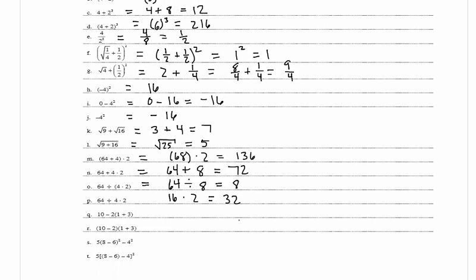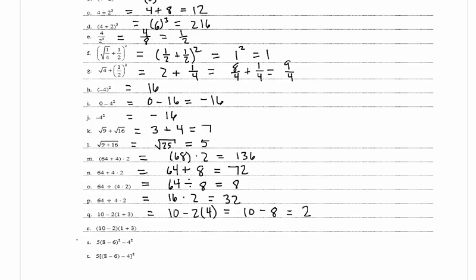In Q, we have 10 minus 2 times (1 plus 3). So the first thing that we're going to do is take care of inside the parentheses. So we're going to have 10 minus 2 times 1 plus 3 is equal to 4. And now we're going to take care of our multiplication. So we have 10 minus 2 times 4 is 8. And 10 minus 8 is equal to 2.